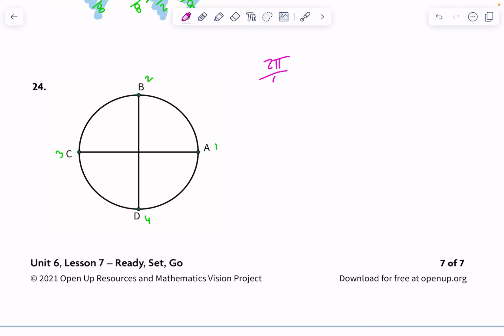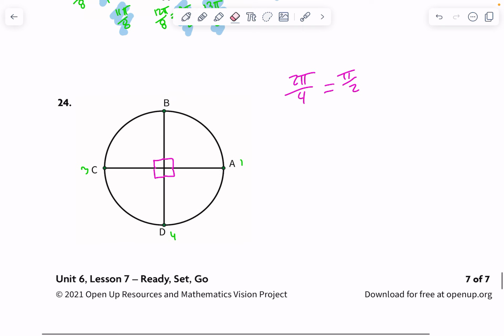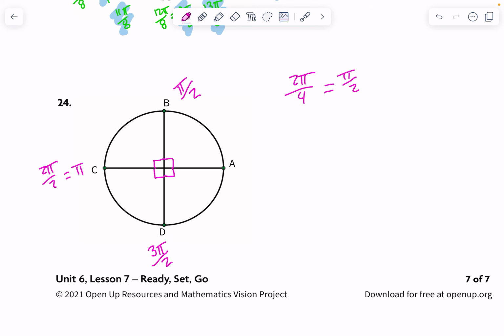Okay, so again, they cut it into 4 pieces. So then 2 pi over 4 is equal to pi over 2. That means that each of these is pi over 2. So then at B, I am at pi over 2. At C, I am at 2 pi over 2, which is just pi. At D, I am at 3 pi over 2. And then at A, I am back at 2 pi. So again, this is 4 pi over 2, which is just 2 pi. So pi over 2 here, pi, 3 pi over 2, and 2 pi.